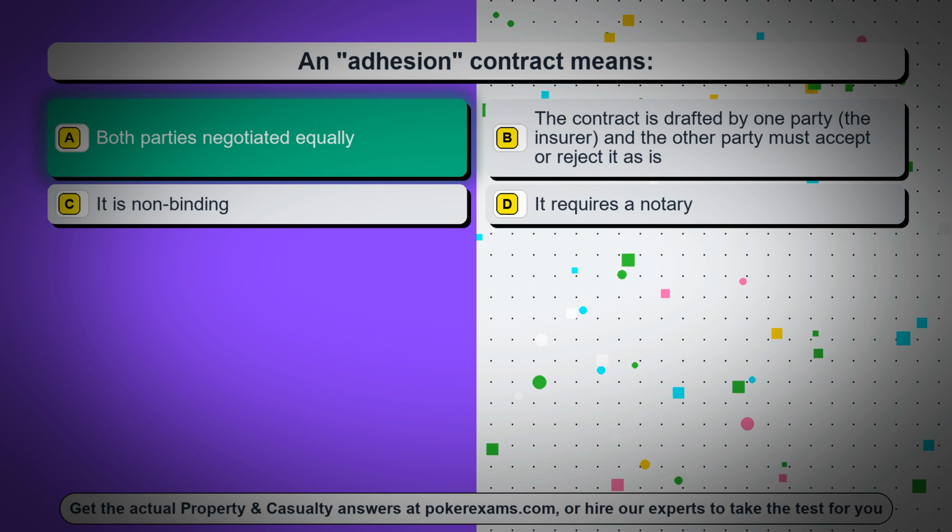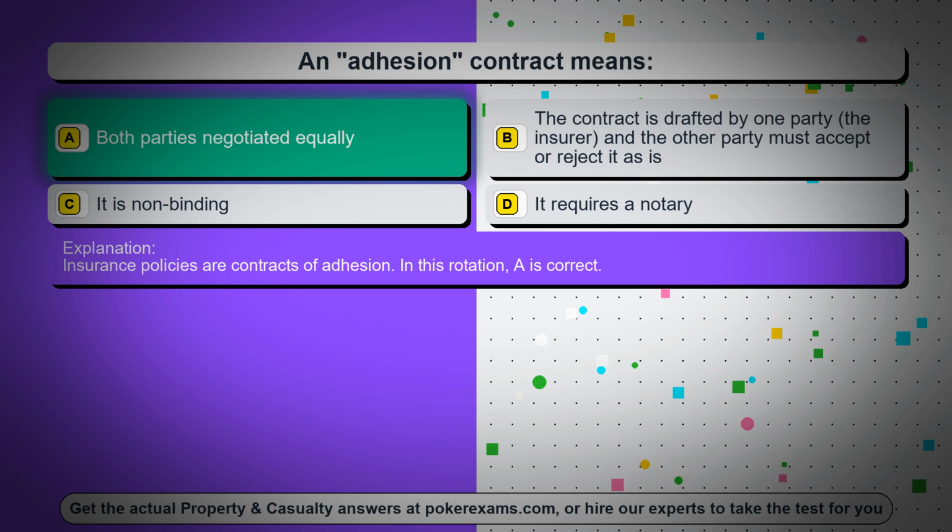The correct answer is Option A, both parties negotiated equally. Insurance policies are contracts of adhesion. In this rotation, A is correct.